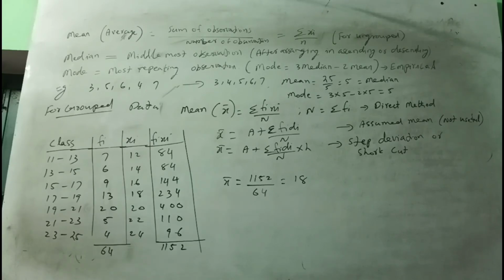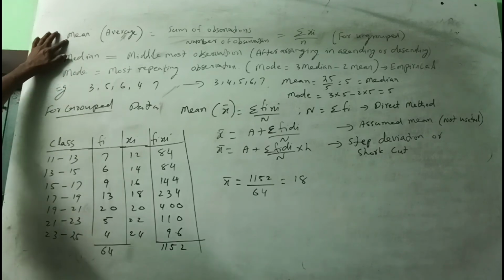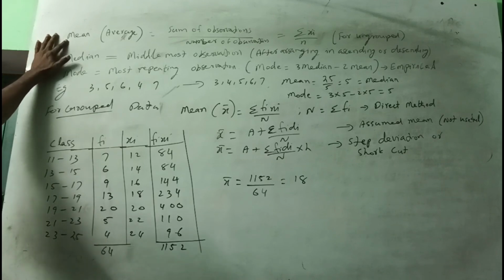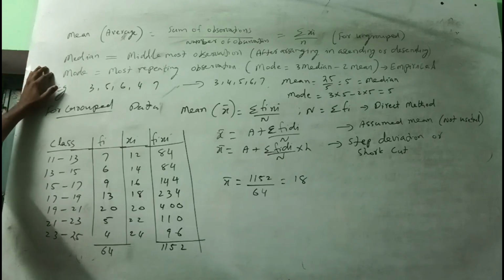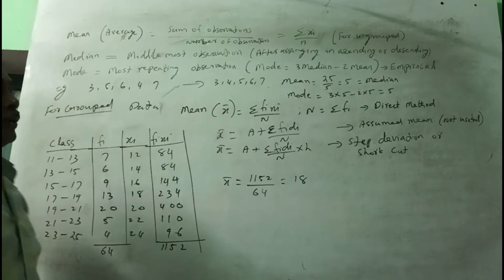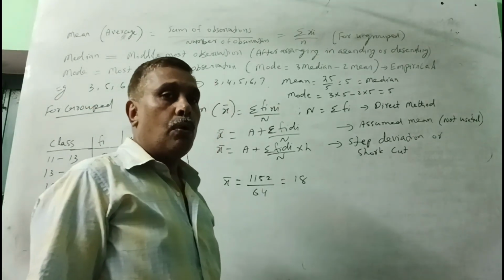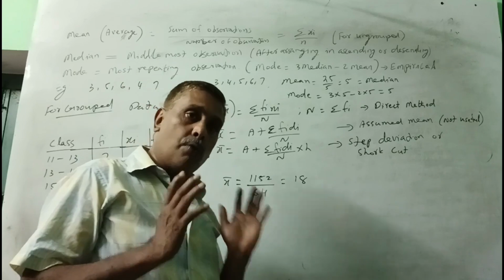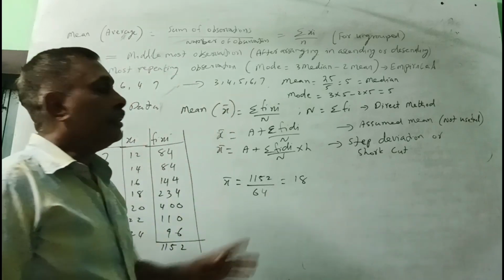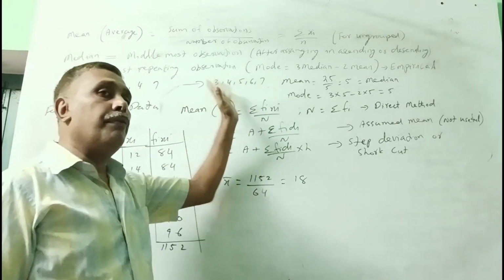So let us see what the measures of central tendency are. In statistics, we are studying three statistical measures. They are called measures of central tendency. Why were they called measures of central tendency? All these values always lie around the middle of the given observations.